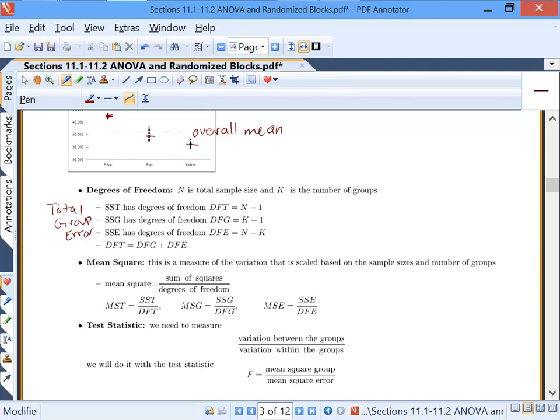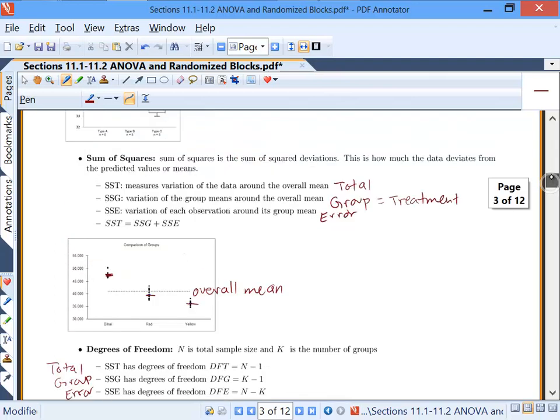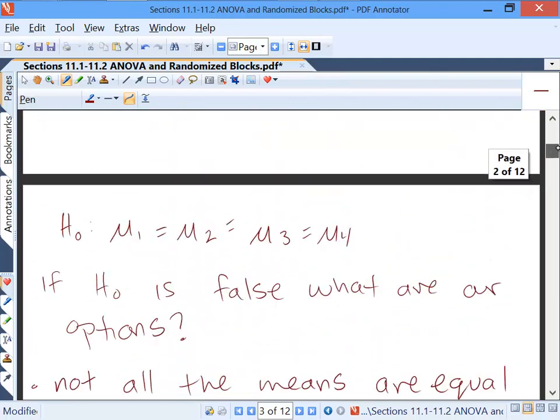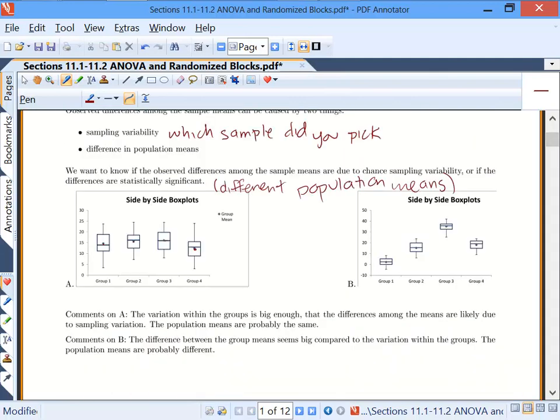So when you think about this, mean square group over mean square error, let's scroll back up to the first page where we had two sets of box plots. Box plot set A, box plot set B. Which one of these did we decide is more likely to have unequal population means? B, because in the box plots there was more variation between the groups than there was within the groups.